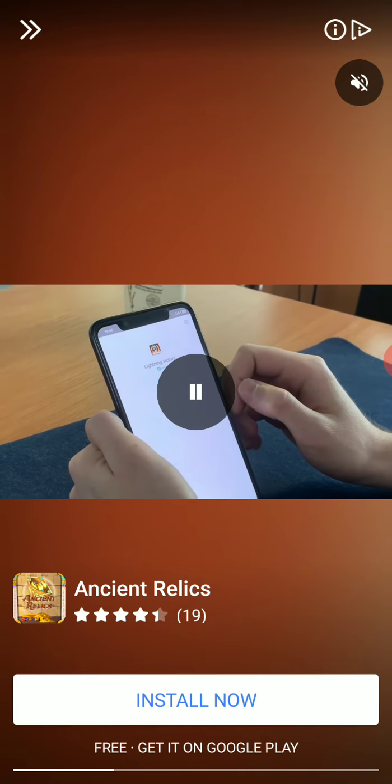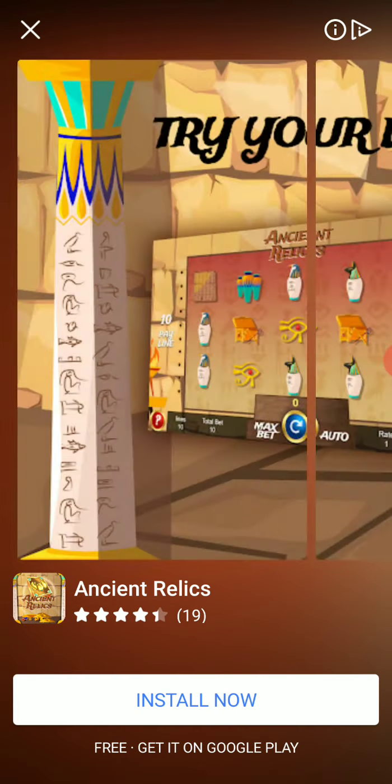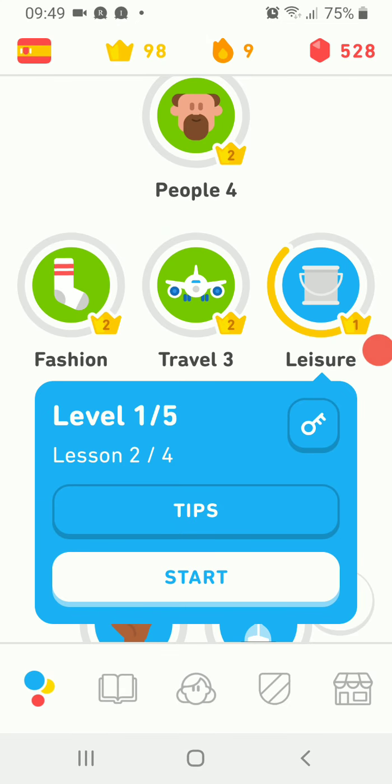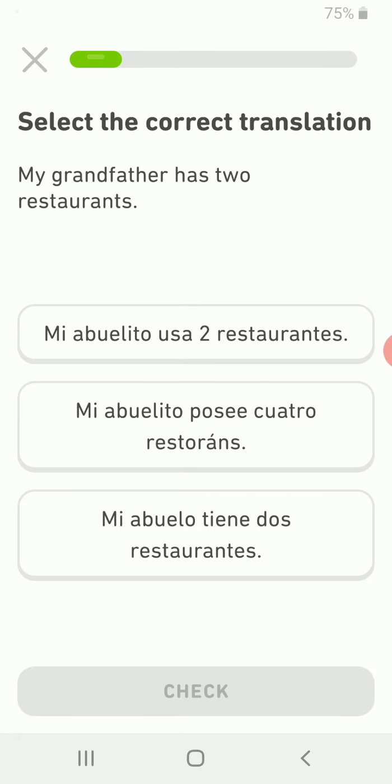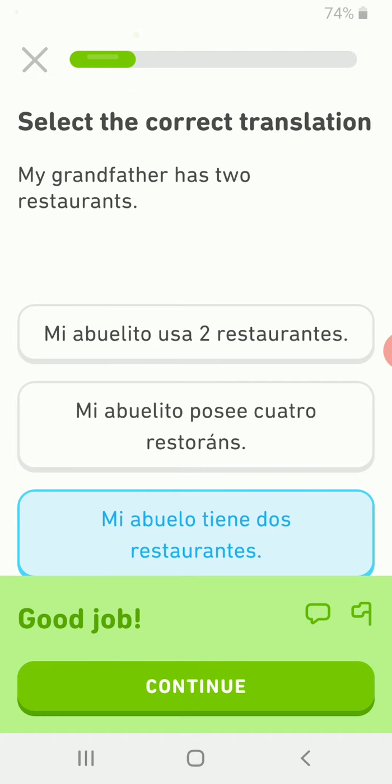And here is one ad because I don't have the purchase version of this application. And let's continue with the third exercise. Purchase a streak freeze. Well, I'm not interested in these things. Select the correct translation. My grandfather has 2 restaurants. So restaurants, 2 restaurants, restaurantes in plural. So mi abuelo tiene 2 restaurantes.